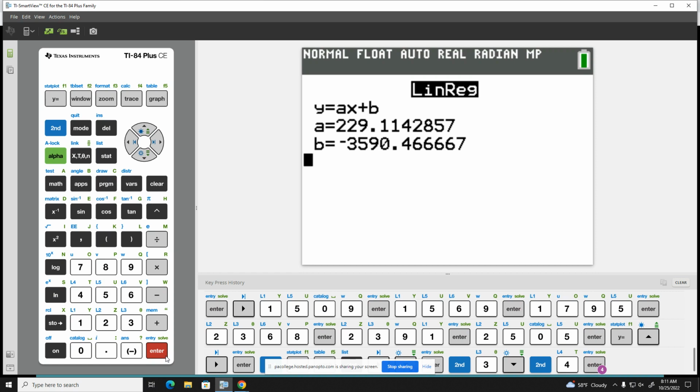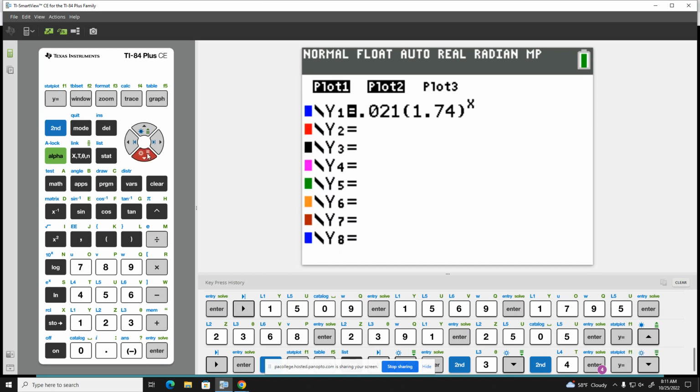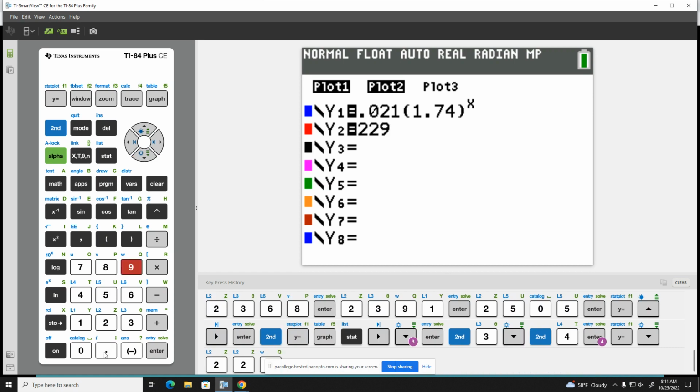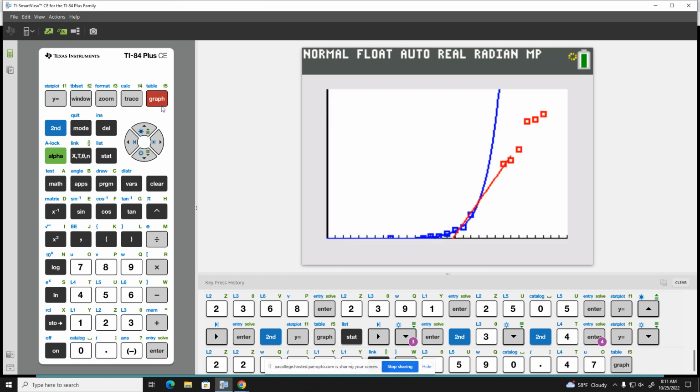And so we get an equation. And again, I would like to see how this equation matches up to our data points before I finish writing the piecewise defined function. So I'll type that in. And let's take a look at the graph.